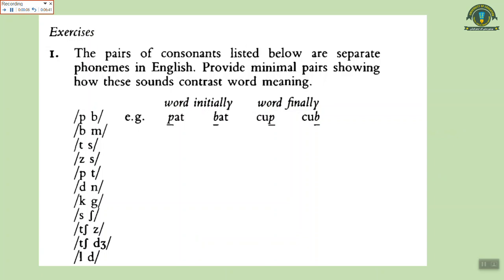The pairs of consonants listed below are separate phonemes in English. You have to provide minimal pairs showing how these sounds contrast word meanings. So, the first example has been done for you. In the first example, you can see that the phoneme at word-initial position has been replaced, and then the same phoneme has been replaced at word-final position.